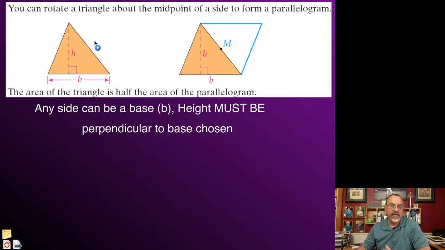And that's because if you take any triangle and you put a center point on one side and you rotate it around, it always forms a parallelogram. So a parallelogram is base times height. The triangle is 1/2 of a parallelogram. So every parallelogram is 2 triangles put together, or every triangle is 1/2 a parallelogram. That's depending on how you look at it. So again, that's the formula, that's the lesson. I'll do a couple of examples for you so that you can see how it works.